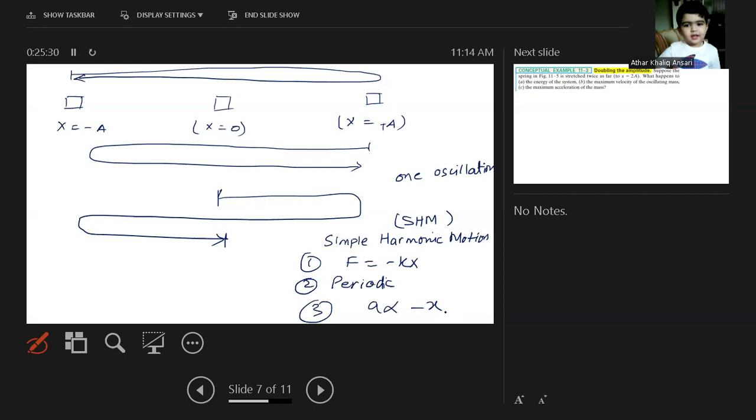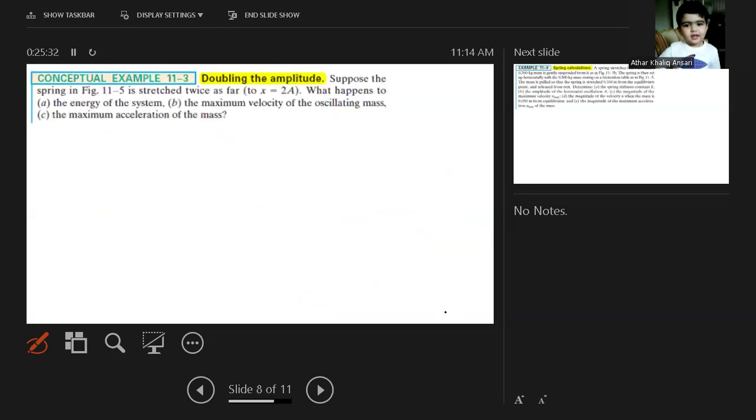Okay. Now, if you look at this figure, they are saying, suppose in the figure you stretch to double. What happens to the energy of the system? Energy of the system is the total energy. You said that it is half K A squared. Agreed? So if the amplitude is doubled, what will happen to the total energy?